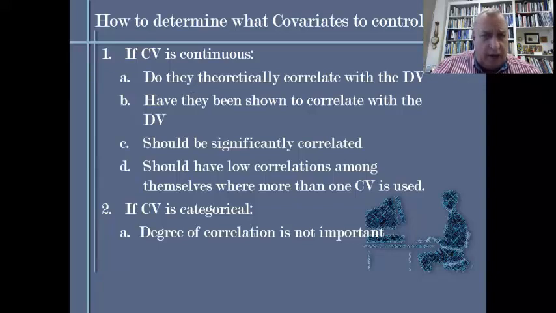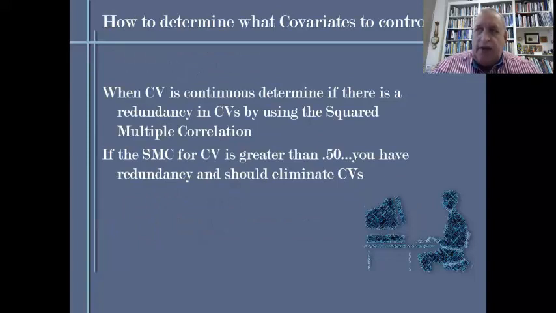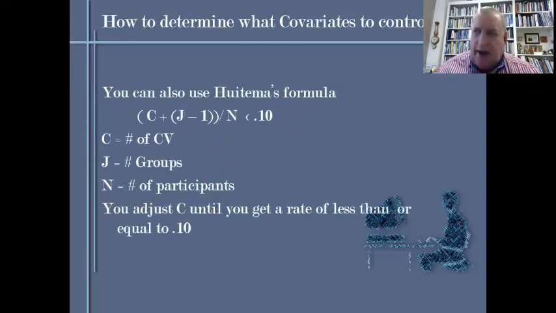Now, if the covariate is categorical, that is nominal data, then the degree of correlation is not important because you can't compute it. When the variable is continuous, determine if there's a redundancy in the continuous variables. That means you've got more than you need and you start getting interactions between the control variables. Then you're going to use a squared multiple correlation. If the squared multiple correlation for the control variable is greater than 0.50, you have redundancy and should eliminate control variables. So how do we decide that?